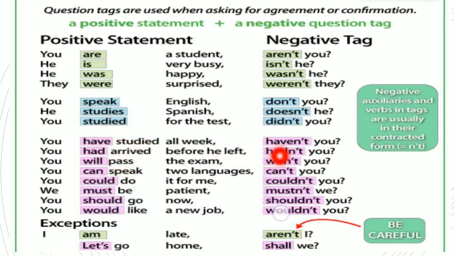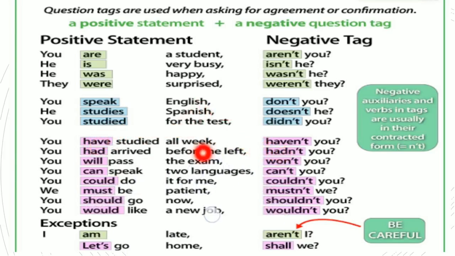Have becomes haven't you. Had becomes hadn't you. Will becomes won't you. Will not become willn't you. Always remember, will becomes won't you. You can speak two languages, can't you? Now can becomes can't, could becomes couldn't, must becomes mustn't, should becomes shouldn't, would becomes wouldn't. The only one to pay attention to is will, which becomes won't.